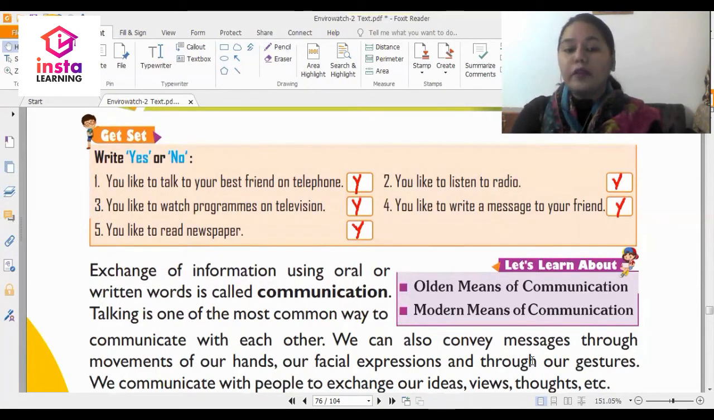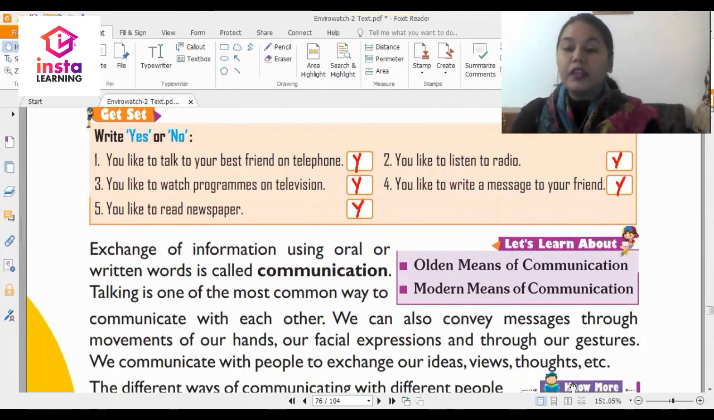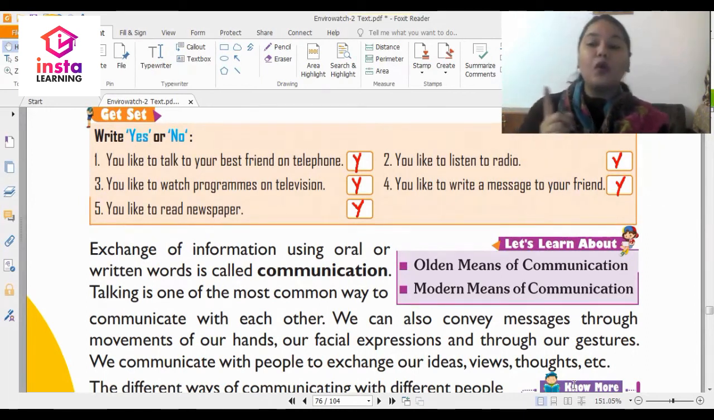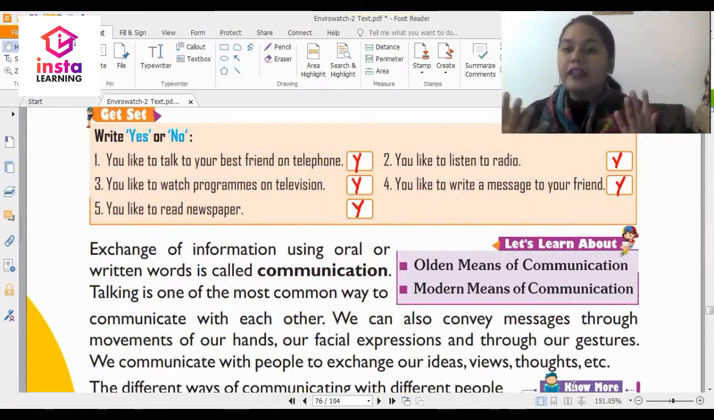We can also convey messages through movement of our hands, our facial expressions, and through our gestures. So sometimes when we are doing something naughty in the class and our teacher looks at us like this, we understand that she's trying to scold us, or she's trying to tell us no, you're not supposed to do it. Or sometimes we are doing something wrong and our parents would say, what does that mean? No. So you also use your hands, or certain gestures or facial expressions to communicate. This is called non-verbal communication.